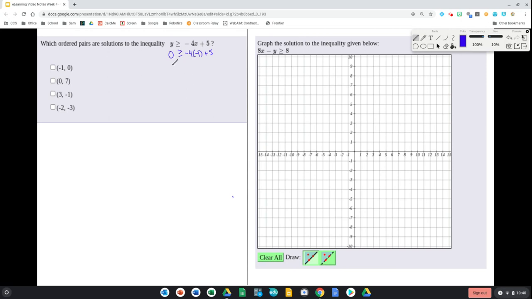Okay, that inequality is going to be false because when we take -4 times -1, that's 4, and then 4 plus 5 is 9. So we have 0 is greater than or equal to 9. That is not a true inequality. That's a false inequality, so you will not mark that box. Okay, what about the next one?